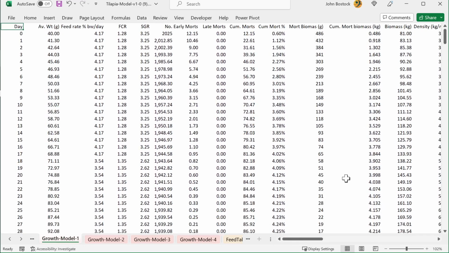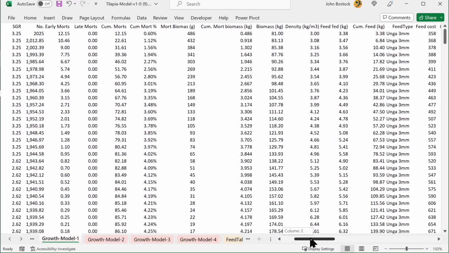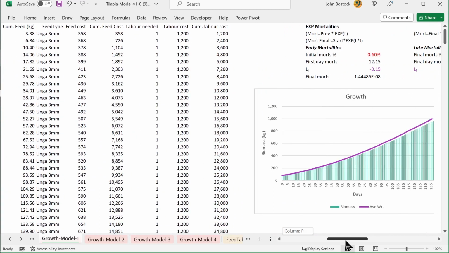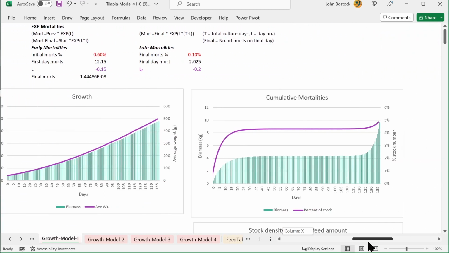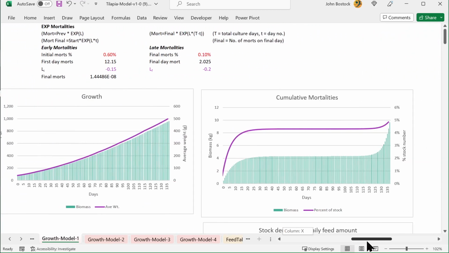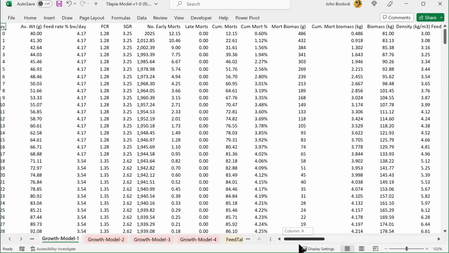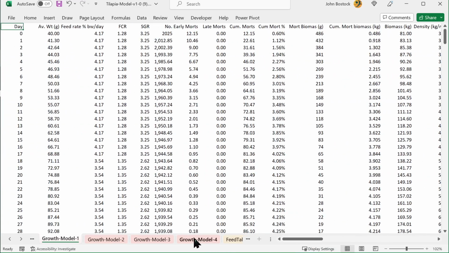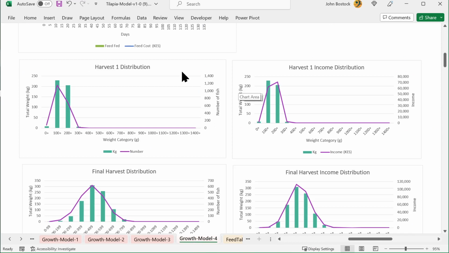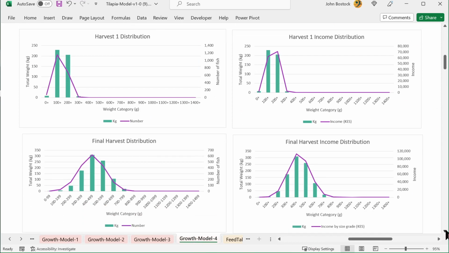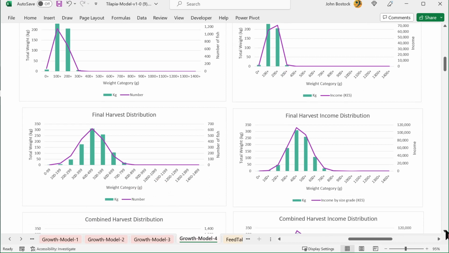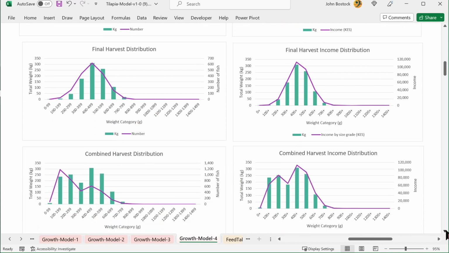There are no values on these sheets that can be edited directly, but they provide direct access to the daily numbers used to generate the data and charts displayed on the corresponding strategy sheets. In the case of Strategy 4, the Growth Model 4 sheets include size distribution charts for both harvests separately, as well as the combined chart that is displayed on the Strategy 4 sheet.